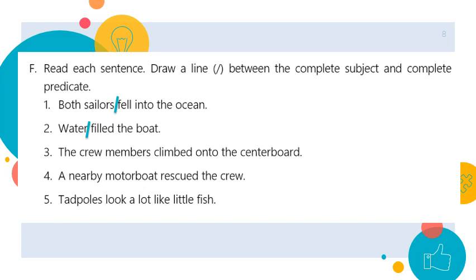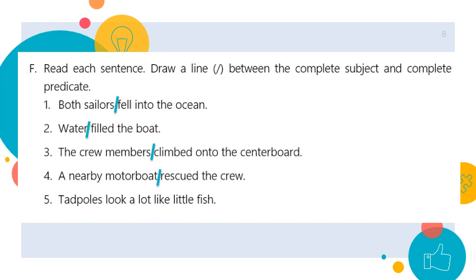3. The crew members climbed onto the center board. Who I'm talking about? The crew members. Excellent. I get the complete answer. The crew members is the complete subject and the predicate, climbed onto the center board. Excellent. 4. A nearby motorboat rescued the crew. Who or what I'm talking about? A nearby motorboat. Excellent. What did it do? It rescued the crew. So a nearby motorboat is the subject. Rescued the crew is the predicate.